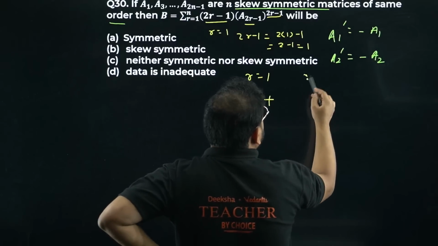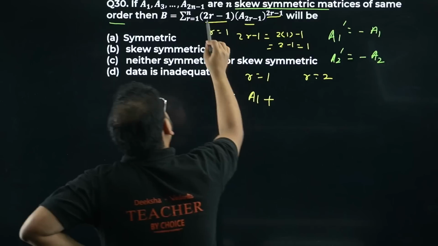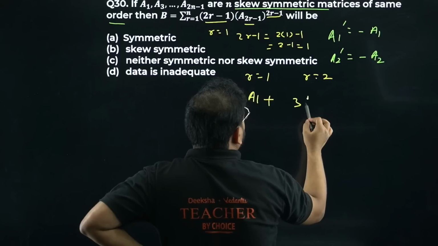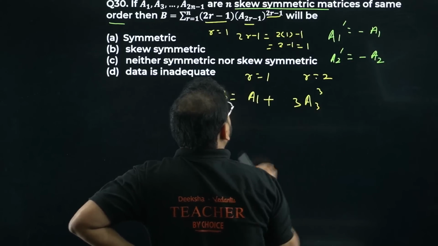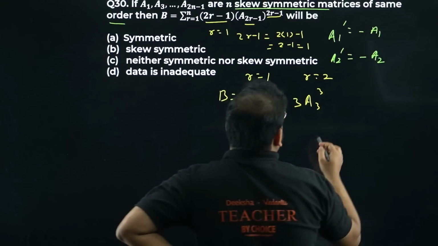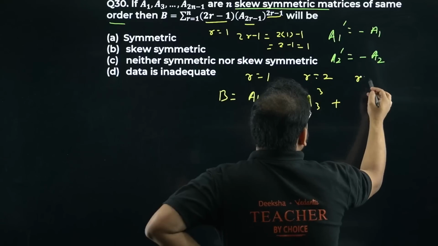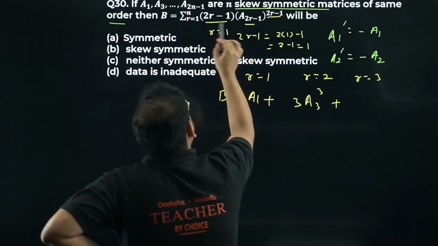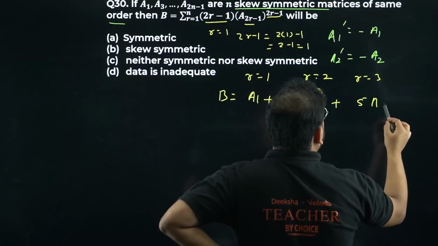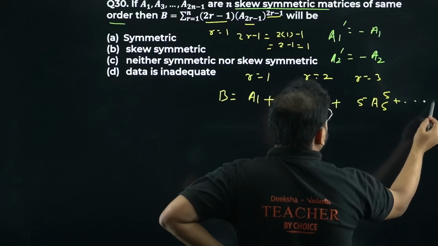Next, what we have? When R is 2, it will become 2 into 2, so 4 minus 1. So 3. So you'll have 3 times A3 power 3. Okay. And then you put R as 3. You'll have 6 minus 1. So 5. Please check. 5. A5 power 5 and so on.